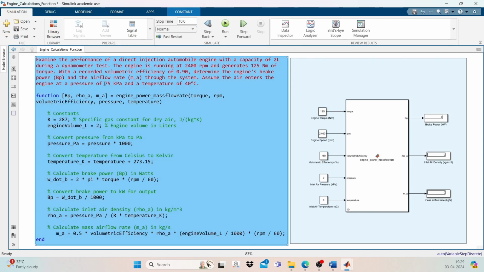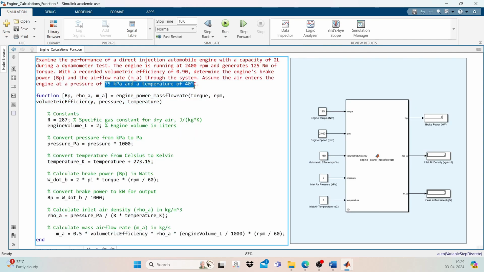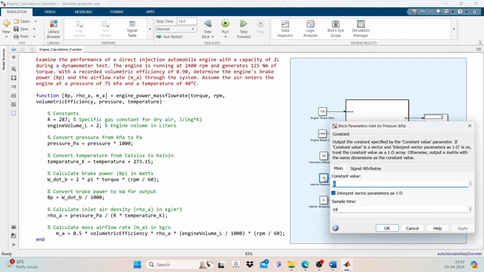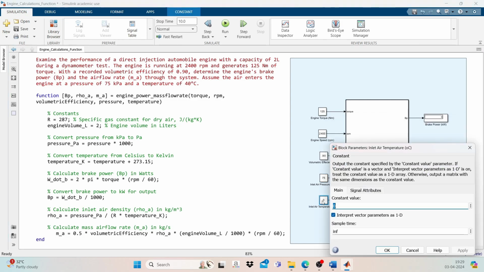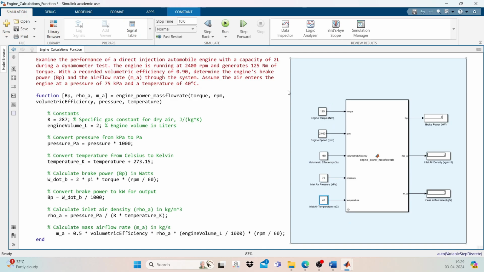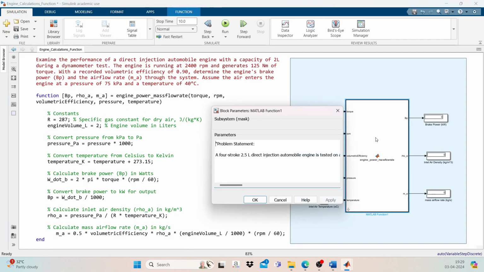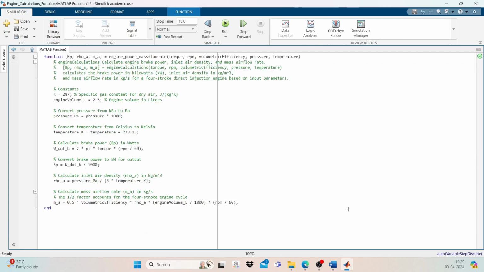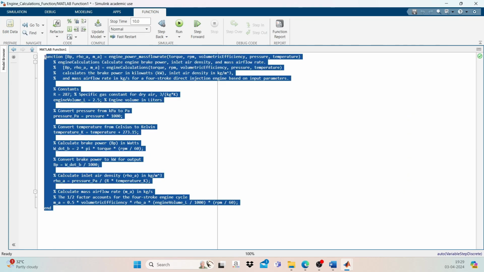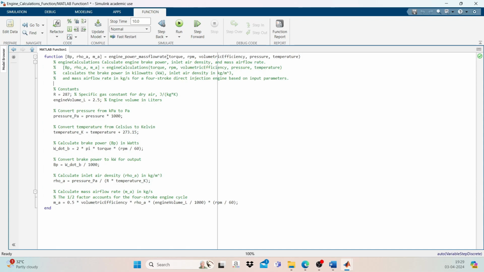The inlet air pressure is given as 75 and the temperature is given as 40 degrees. So inlet air pressure is 75. The temperature is 40 degree. Okay, so now we have given the inputs. So these inputs go into this function, where this function is inside a Matlab function block in Simulink. So you can see the same function is written. This function is taking torque, RPM, volumetric efficiency, pressure and temperature, which we have already given.